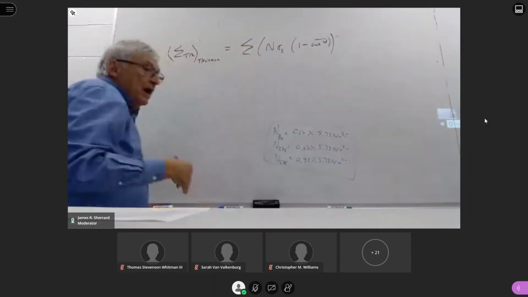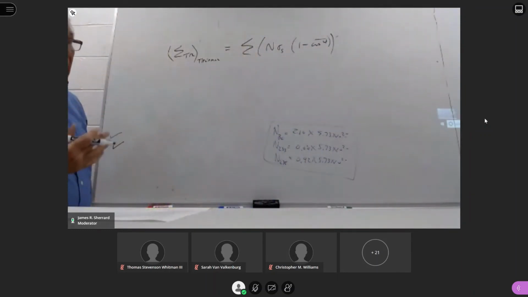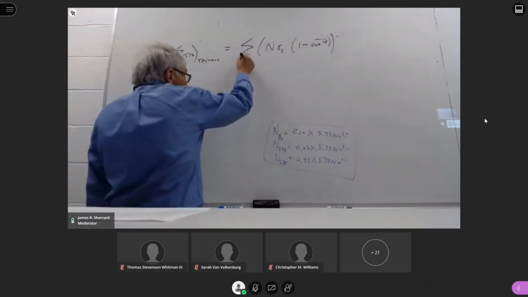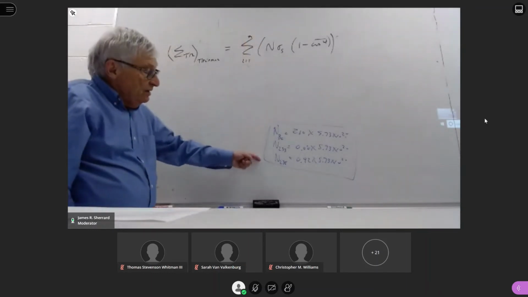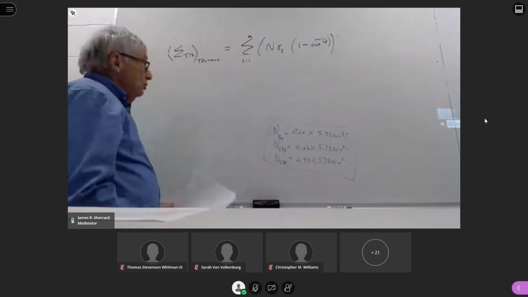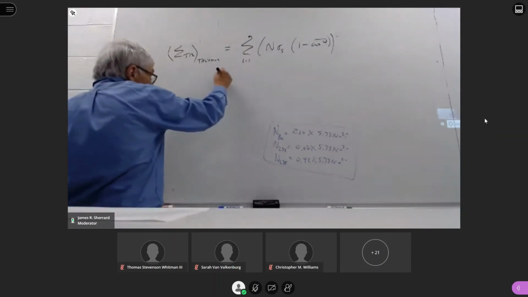We have to do this for however many materials we have. So this is going to go from i equals 1 to N. We have 3 different materials, so we're going to have to do this calculation 3 times.